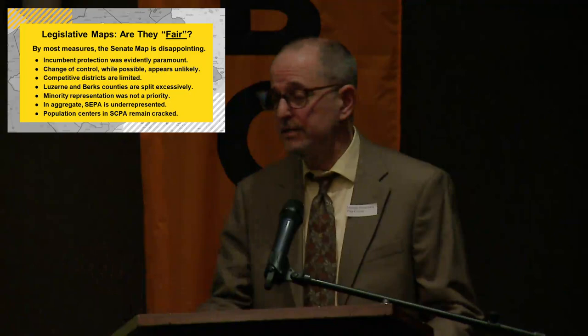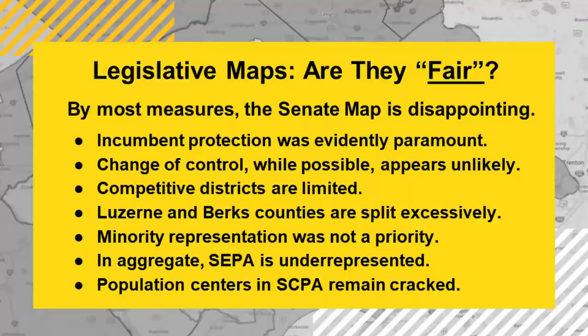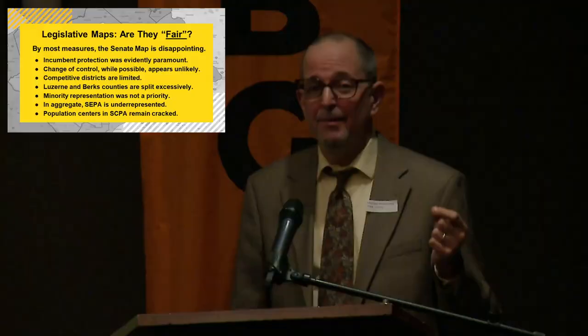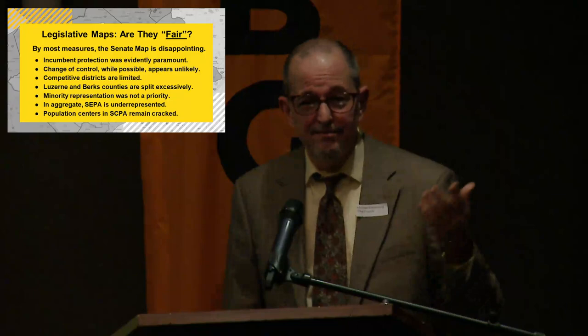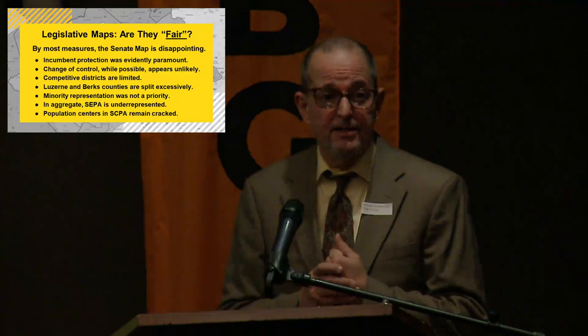In aggregate, southeastern Pennsylvania is underrepresented. It's a real problem. It's not so much district by district population variation, but in aggregate, districts in southeastern Pennsylvania are overpopulated. Districts in southwestern Pennsylvania are underpopulated. That means that southwestern Pennsylvania is rather significantly overrepresented, I'm sorry, in the Senate map. It is probably not a coincidence that both of the caucus leaders represent districts in, you can probably guess it, southwestern Pennsylvania. And lastly, of particular interest to this group, population centers in south central Pennsylvania do remain cracked as they were before. It's unfortunate.